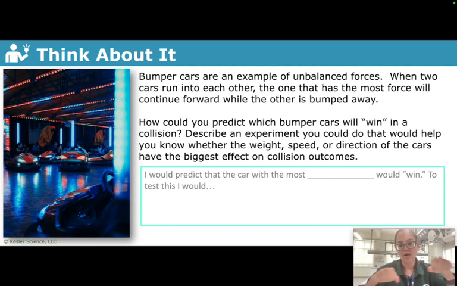So you're in these little cars, you're driving, and you hit each other, and one of them goes backwards and one kind of keeps going. Not that I would know that. I always was in the car that got thrown away.